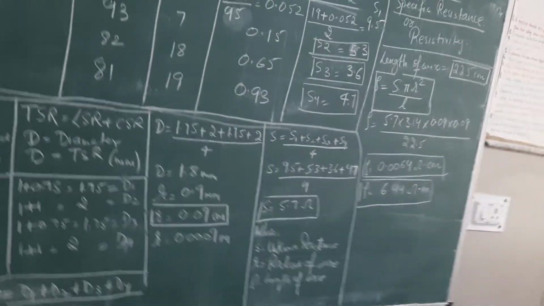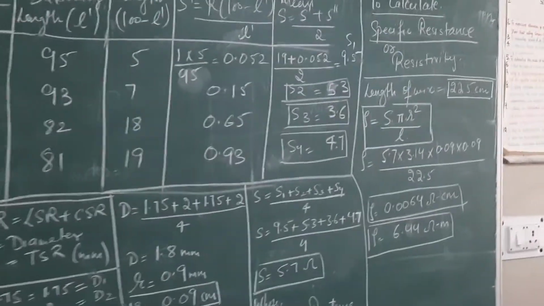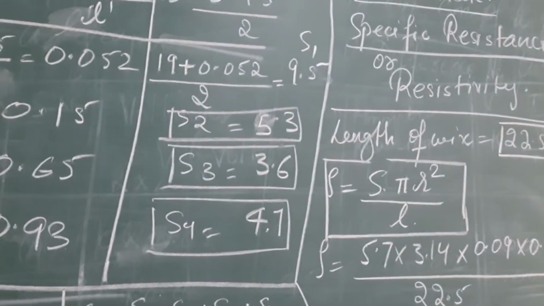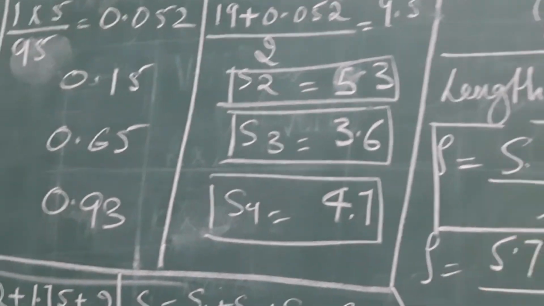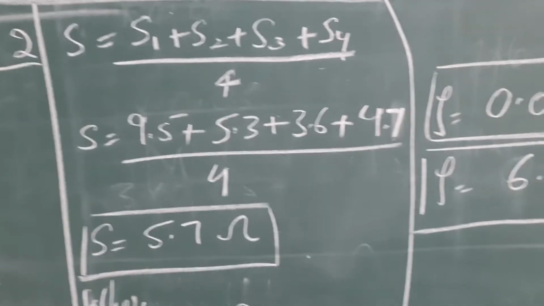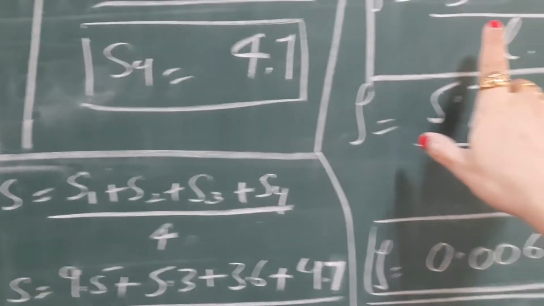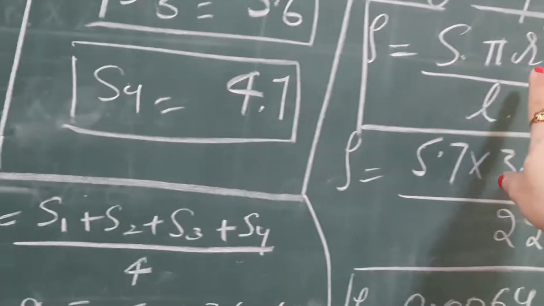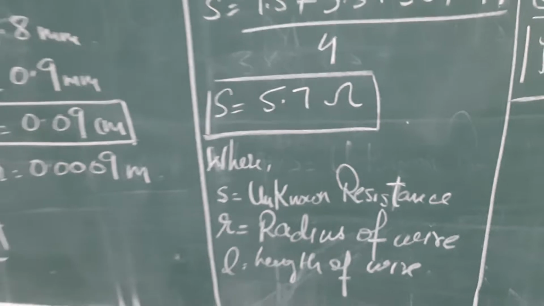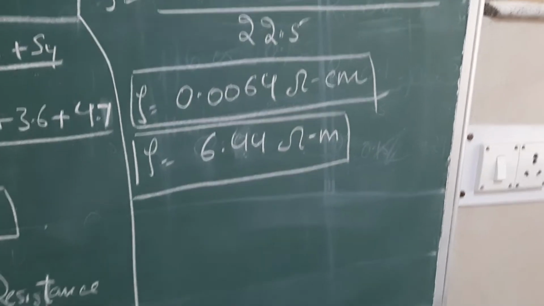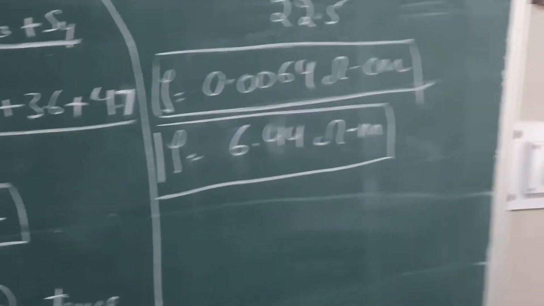Now students, what do we have to calculate? We need to calculate the specific resistance or resistivity, and the formula given to you is this. S I have calculated from here. I will put the value of S here. Then pi is 3.14 or 22/7. What is the radius? Radius is given to you as 0.09 centimeters. Substitute it here. And the value of resistivity came out to be 6.44 ohm meter.